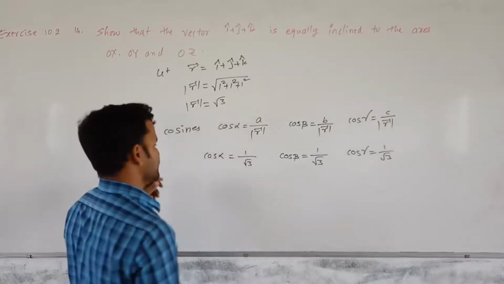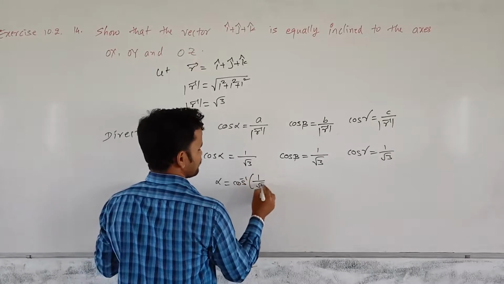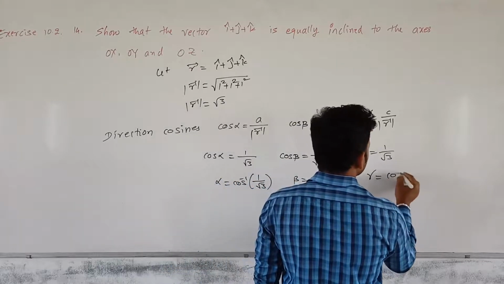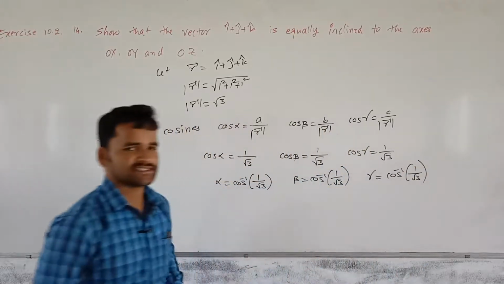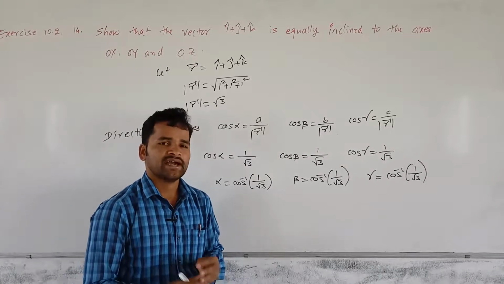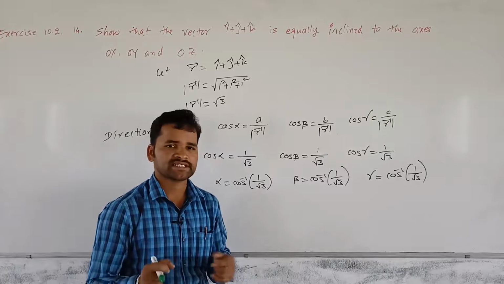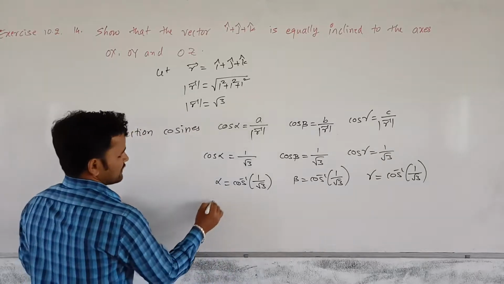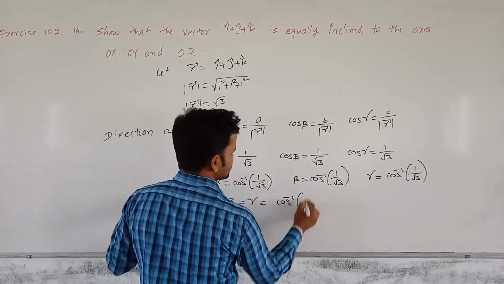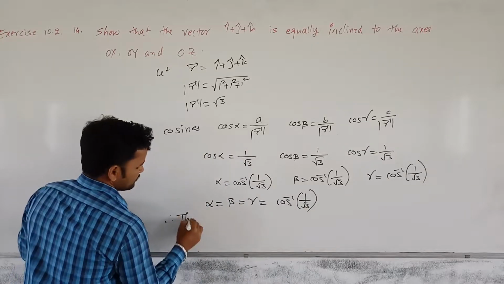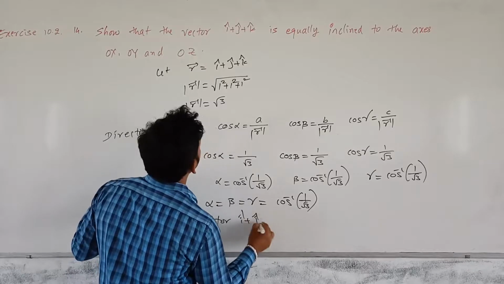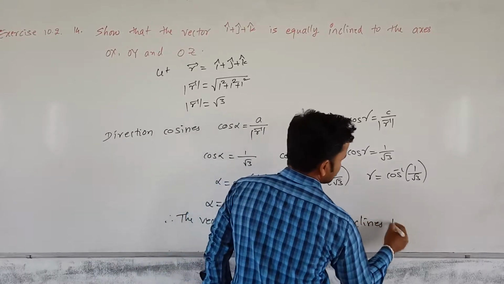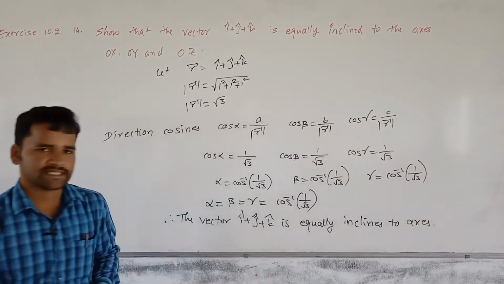We need to find out alpha, beta and gamma. Here alpha is equal to cos inverse of 1 by root 3. Beta is equal to cos inverse of 1 by root 3. Then gamma is also cos inverse of 1 by root 3. All are the same, right? Alpha is equal to beta is equal to gamma. That means the angle made by the vector with the x axis, y axis and z axis is the same. That means the vector is equally inclined to the axes. Alpha is equal to beta is equal to gamma is equal to cos inverse of 1 by root 3. Therefore, the vector i plus j plus k is equally inclined to the axes, that is x axis, y axis and z axis.